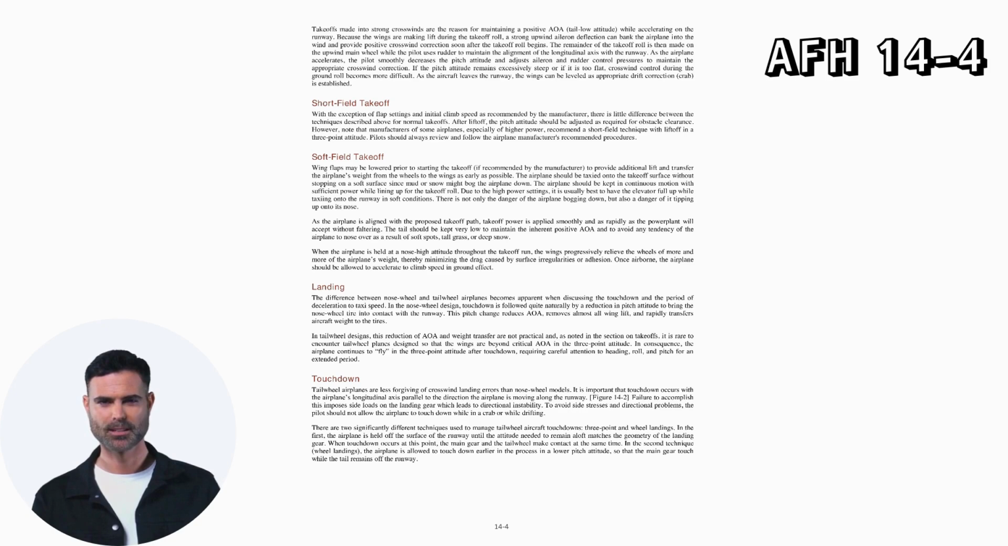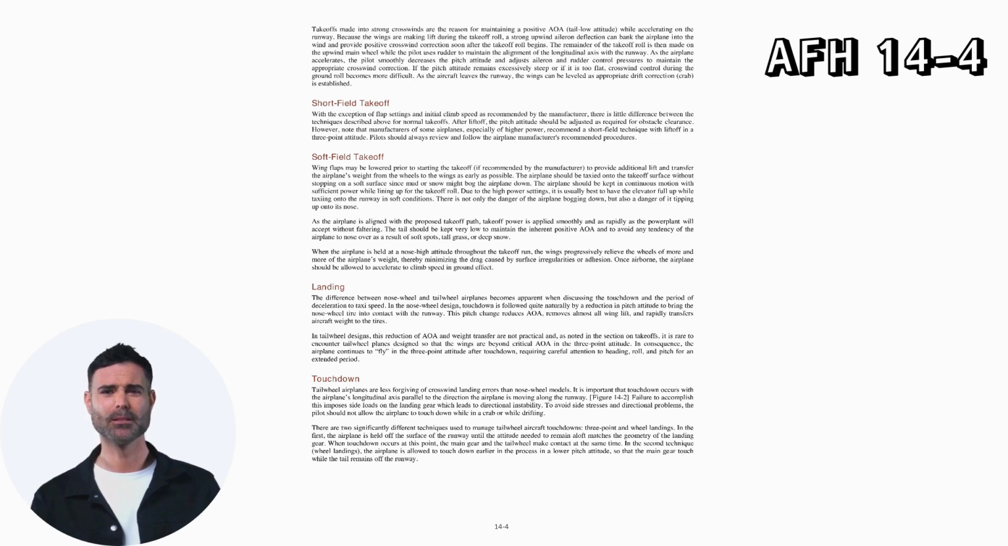Tailwheel airplanes are less forgiving of crosswind landing errors than nosewheel models. It is important that touchdown occurs with the airplane's longitudinal axis parallel to the direction the airplane is moving along the runway. Failure to accomplish this imposes side loads on the landing gear, which leads to directional instability. To avoid side stresses and directional problems, the pilot should not allow the airplane to touch down while in a crab or while drifting. There are two significantly different techniques used to manage tailwheel aircraft touchdowns: 3-point and wheel landings.